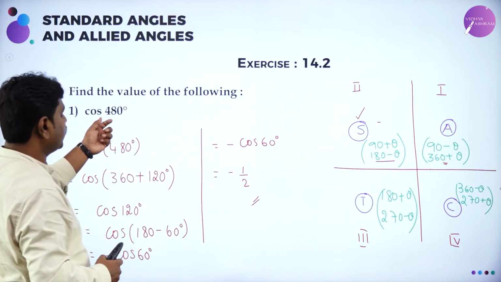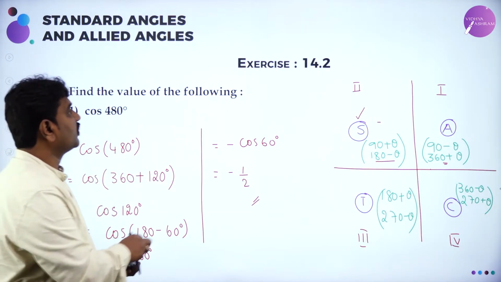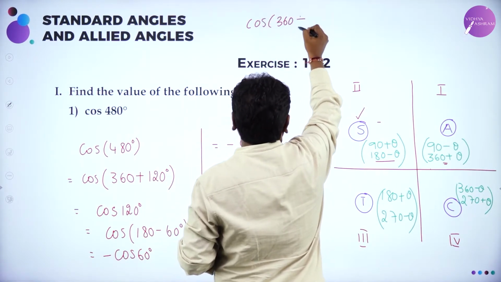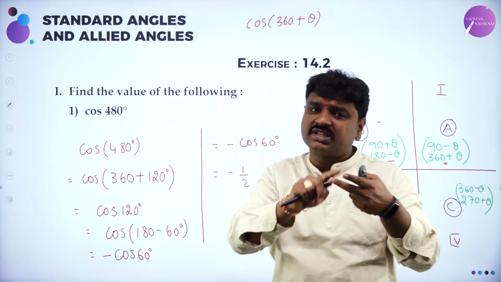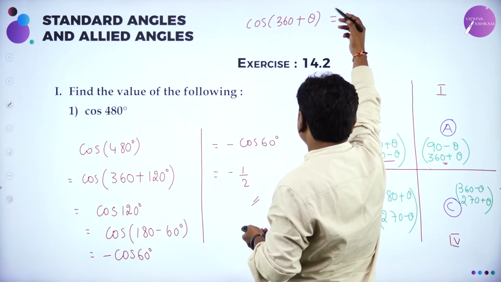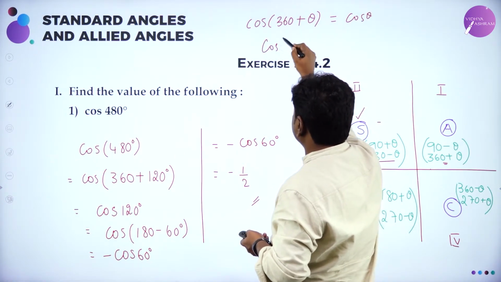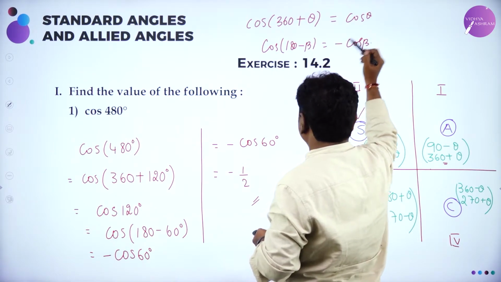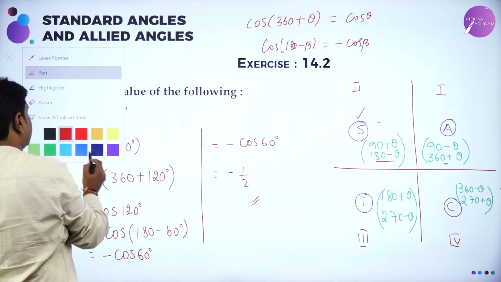So dear students, 480 is more than 360. So 360 plus 120. Cos of 360 plus theta. I told you, for 360 the function does not change. For which angles does the function not change? For 180 and 360 the function does not change. So it will become cos theta. And then this cos theta, we'll write as cos of 180 minus beta. Cos of 180 minus beta is minus cos beta. That's it. And the same problem here, cos 120, we can also go by an alternate method. But the end answer will be the same.